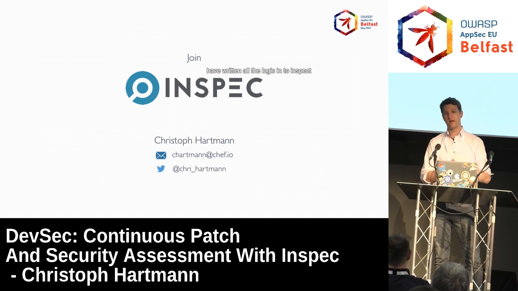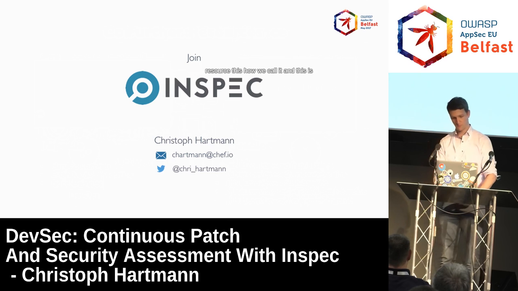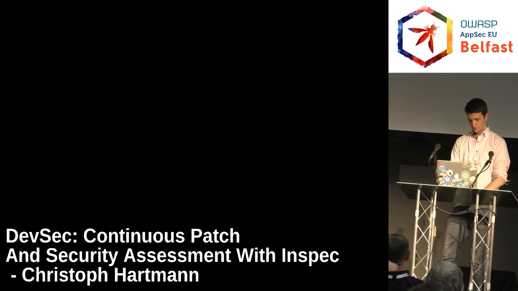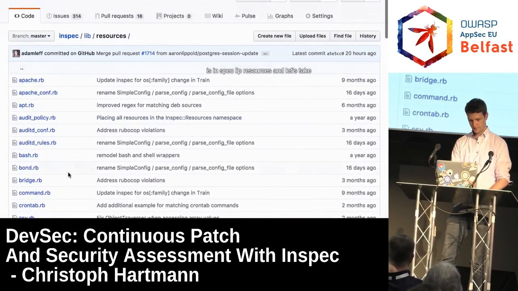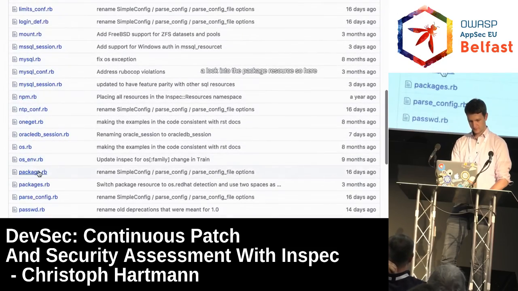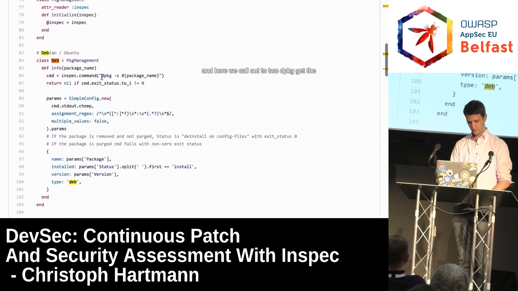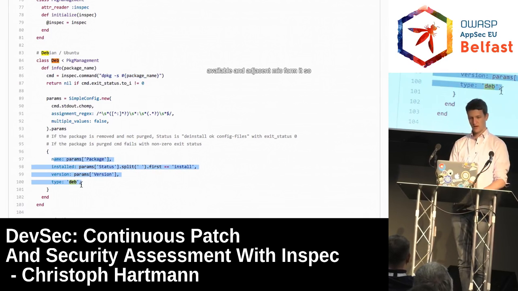So that's the abstraction. And then we have written all the logic into an Inspec resource. This is how we call it. And this is the Inspec GitHub. Here we have lib, resources. In this case, for example, let's take the package resource. Here you see we have multiple package managers implemented. Let's take the dev package manager: here we call out to dpkg, get the response, parse the results, and make it available in a JSON-like format, so that you can deal with this.